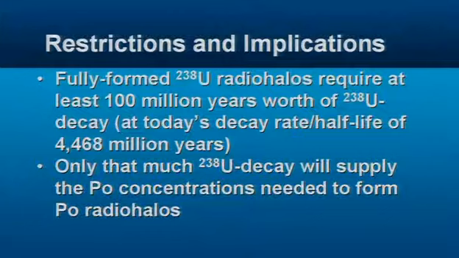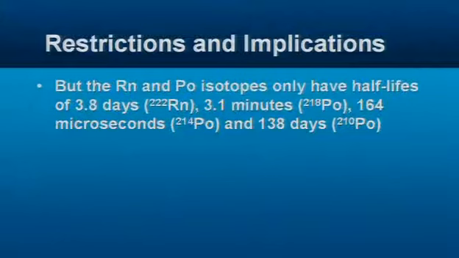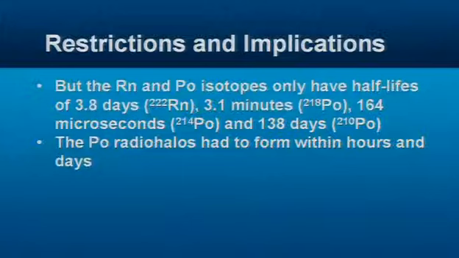So there are some restrictions, as I said, in terms of implications. As we said, fully formed uranium radio halos require at least 100 million years worth of decay. Only that much decay will supply the polonium concentrations needed for the polonium radio halos. Again, radon has only a short half-life of 3.8 days, so the whole process has to be extremely rapid, which implies that the transport of the polonium and radon, and the formation of the polonium radio halos, had to occur within hours to days.